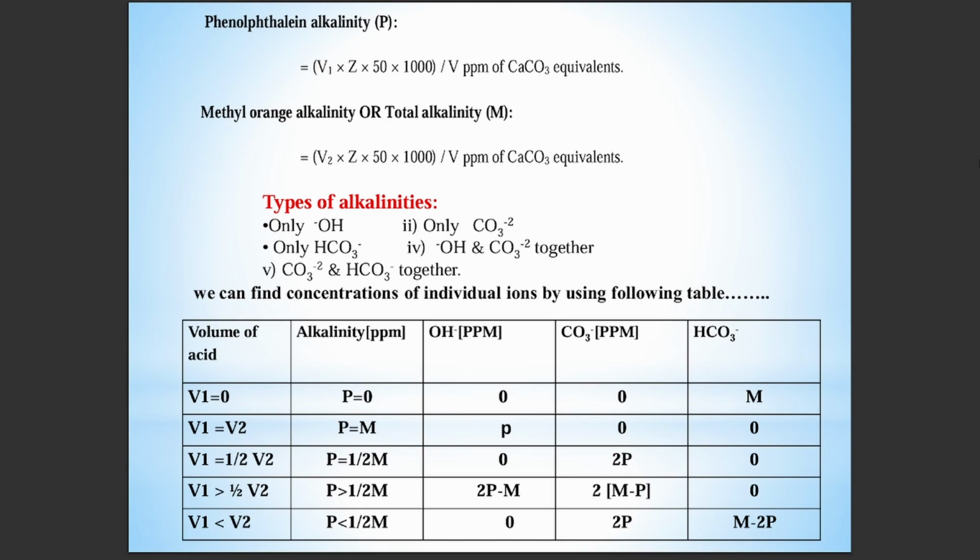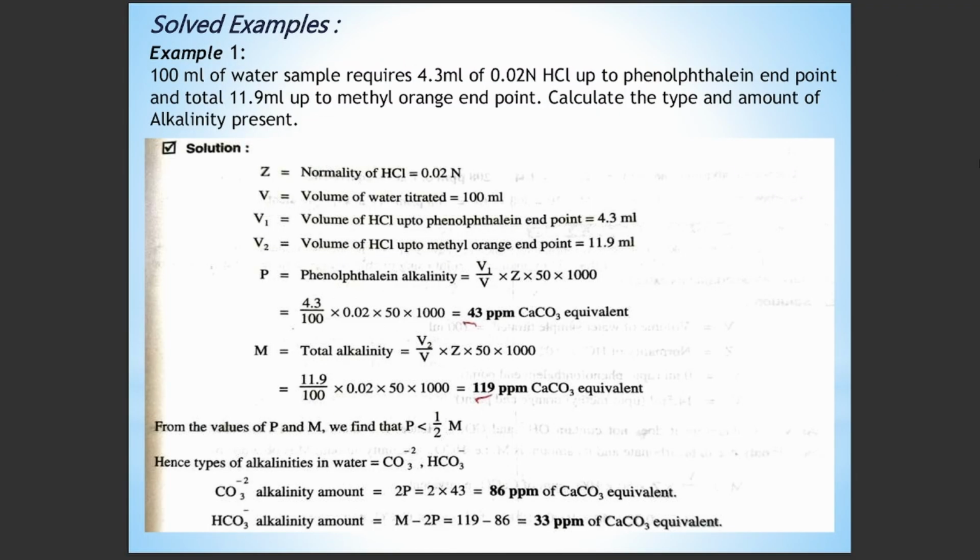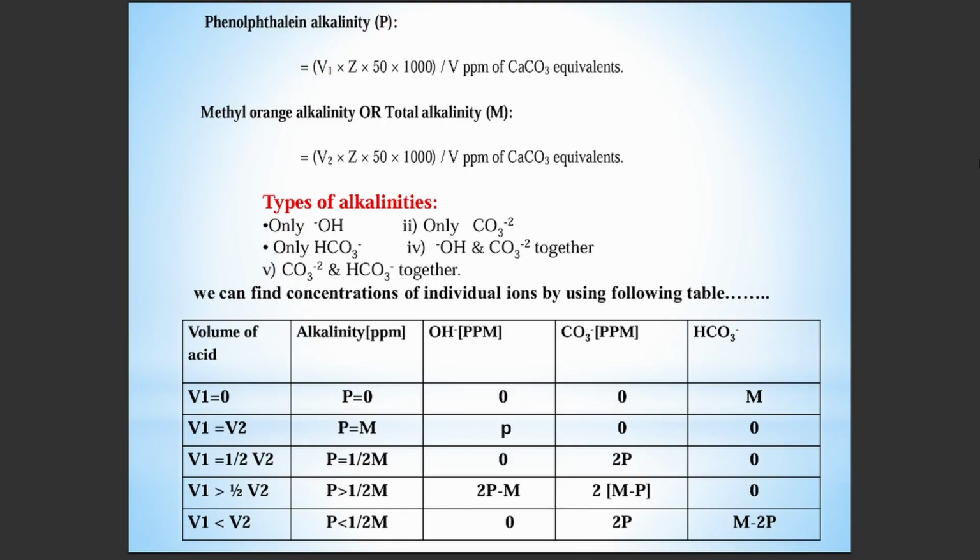Last condition, so here the OH minus ion concentration will be 0, carbonate ion concentration will be 2P, and bicarbonate ion concentration will be M minus 2P. So you have to put the values of P and M here, and you will get the concentration of the individual alkalinities. So see here, OH minus alkalinity is 0, so it will not be considered.